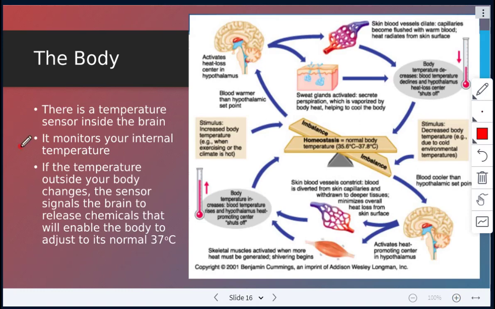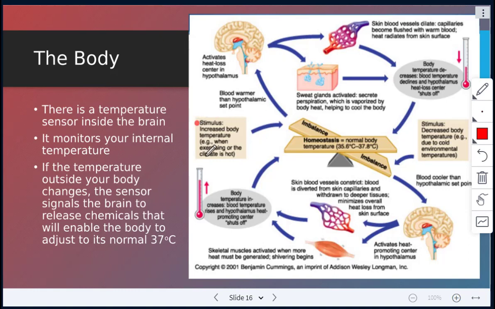All right, next is the body. So we talked about this a little bit, but there is a temperature sensor inside the brain, and it monitors our internal temperature. So if the temperature outside the body changes, the sensor will signal the brain to release chemicals that will enable the body to adjust to its normal body temperature of about 37 degrees Celsius. All right, so this is just showing what's happening to the body and the brain.